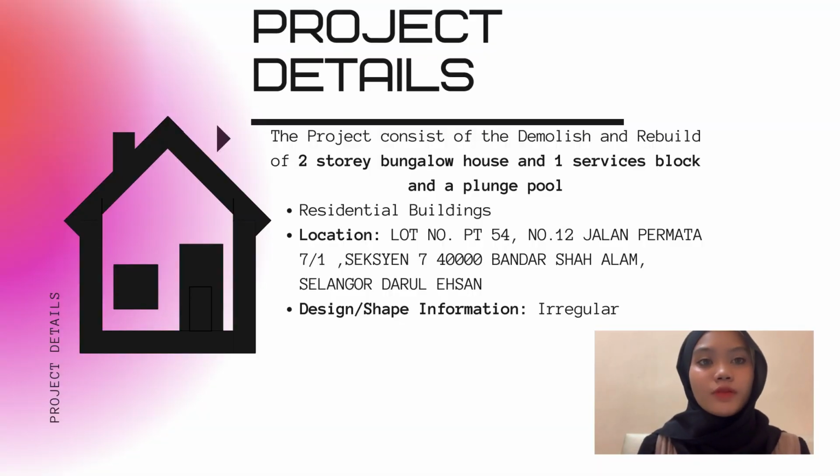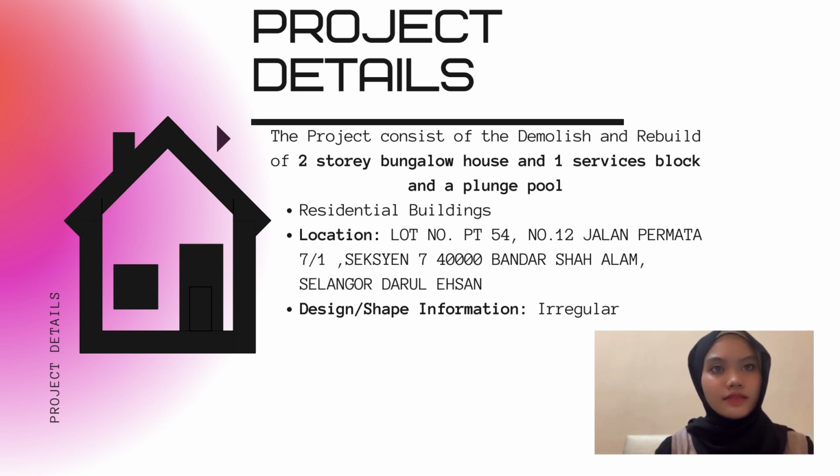Okay, now I will proceed with the project details. The project consists of the demolition and rebuild of a two-story bungalow house, one service block and a punch bowl. As we all know, this is a residential building located at Section 7, Bandar Shah Alam, Selangor, Darul Ehsan. And this bungalow is irregular in shape.